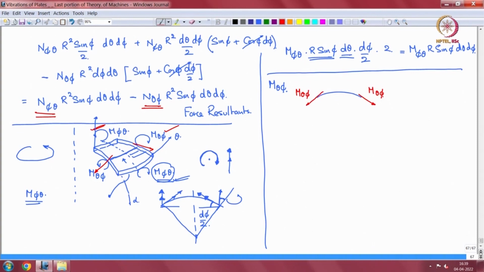Okay, so I need again the vertical components here, but they will now cause a moment in the opposite, negative direction. Now, what is the angle I want? If you recall, this angle is sine phi d theta by 2 from earlier derivations, because this is at the midpoint with this as d theta.